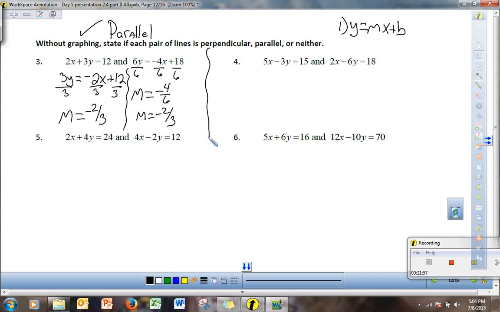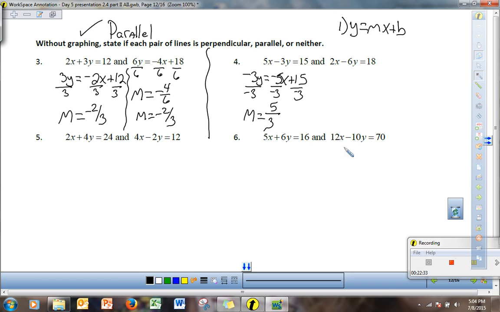Here goes my number 4. Once again, we don't know what the slope is, so we need to solve them for y. So let's solve them each for y. So I'm going to have this. I've got negative 3y equal negative 5x plus 15. I need to go through the steps of dividing everything by negative 3. But since I'm not graphing this, guys, we just need to know the slope. Let's go get the slope. So this slope is negative 5/3, which would be positive 5/3.